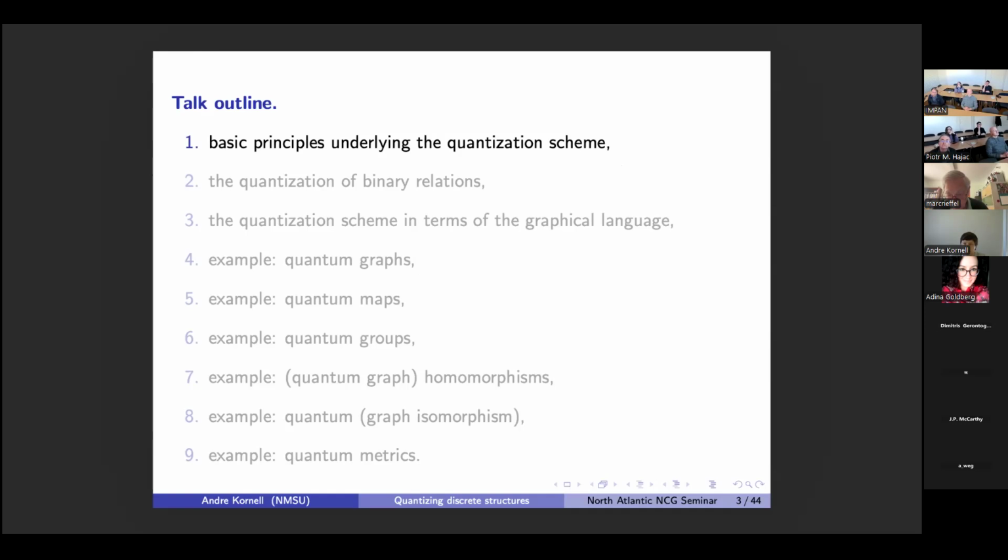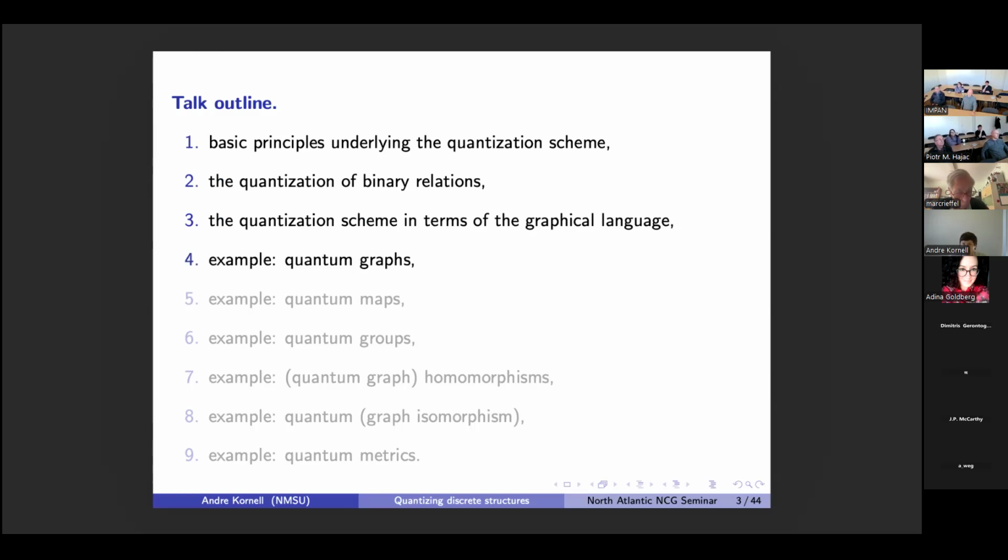Okay, so a talk outline by items. First, I'll talk about the basic principles underlying the quantization scheme. One of the things I want to emphasize here is that, in a sense, we're getting quite a lot for almost nothing. Then I'll talk about the quantization of binary relations. And I'll summarize the quantization scheme in terms of a graphical language for expressing essentially the quantum relations that we're going to be using.